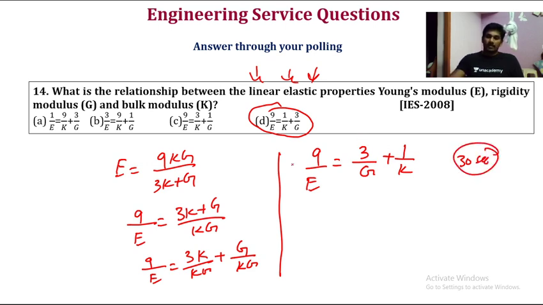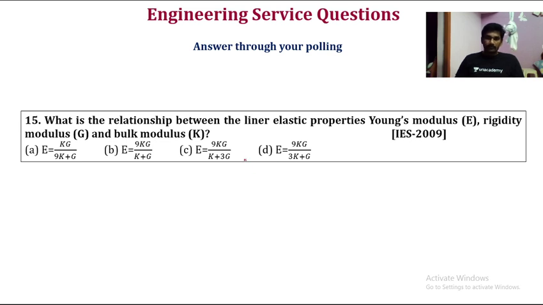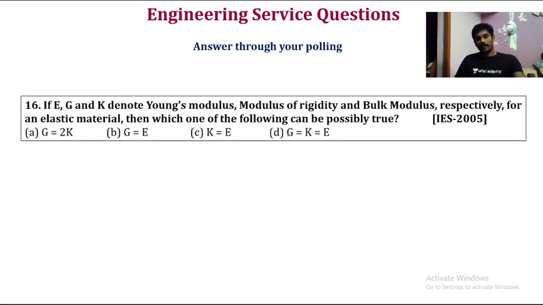Next one. This we have also already solved. D is the correct answer here. E is equal to 9KG by (3K plus G). This is our relationship. Got it? Next one.